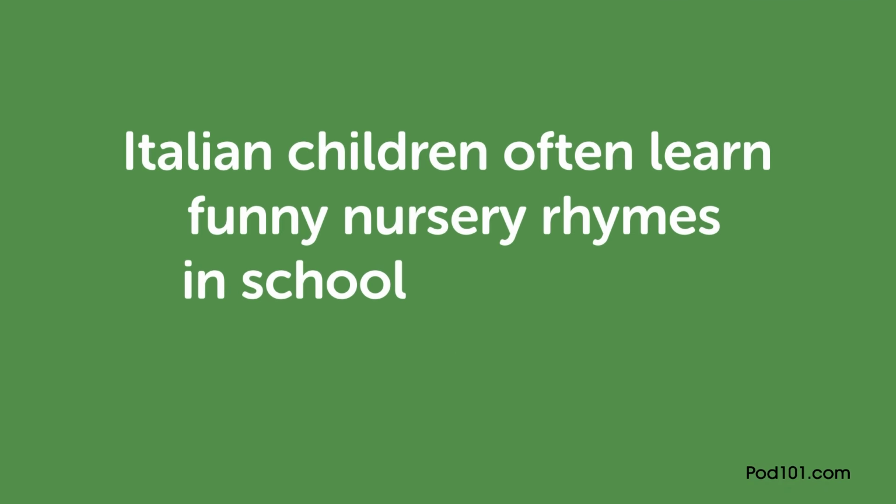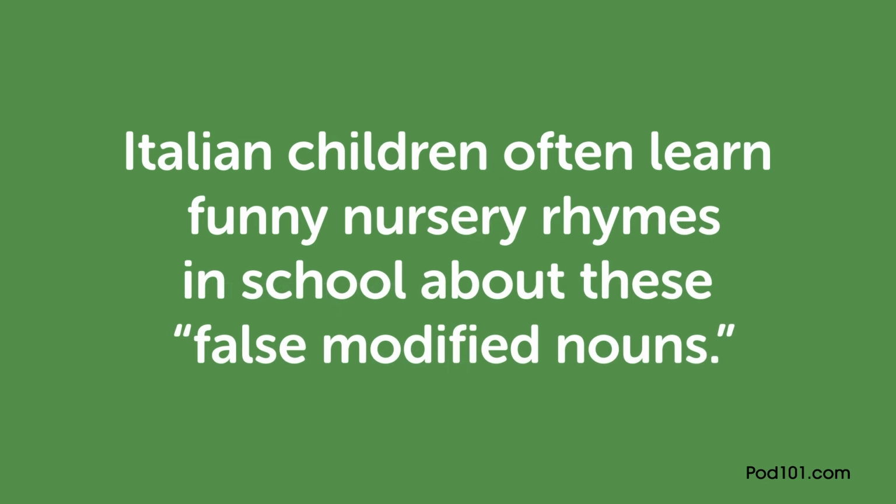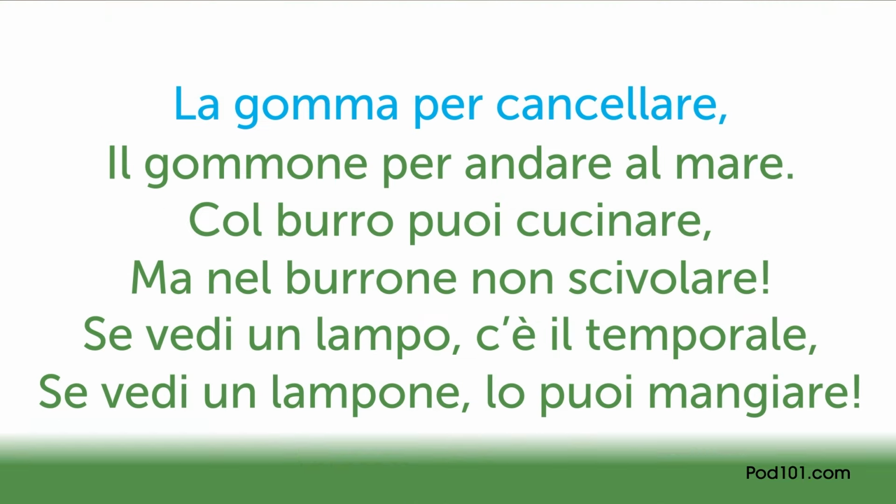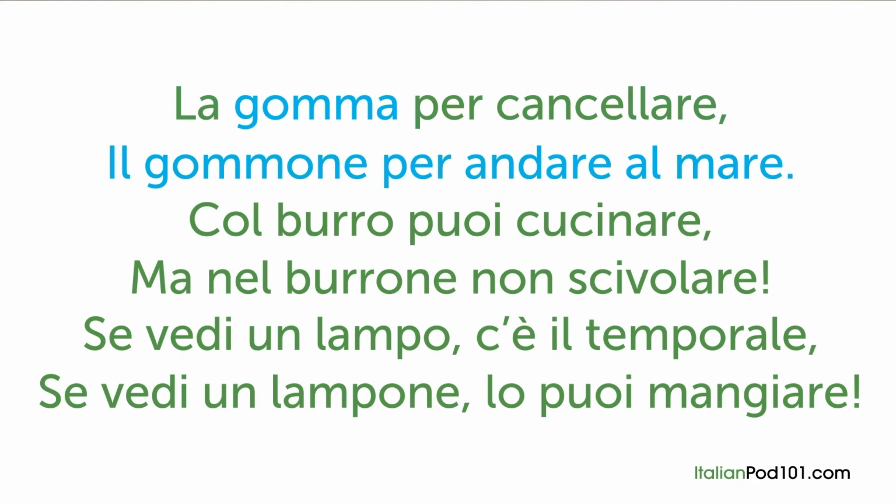Italian children often learn funny nursery rhymes in school about these false modified nouns. Here is one I just invented. Ready? Take note. La gomma per cancellare. Il gommone per andare al mare. Col burro puoi cucinare, ma del burrone non scivolare. Se vedi un lampo, c'è il temporale. Se vedi un lampone, lo puoi mangiare.